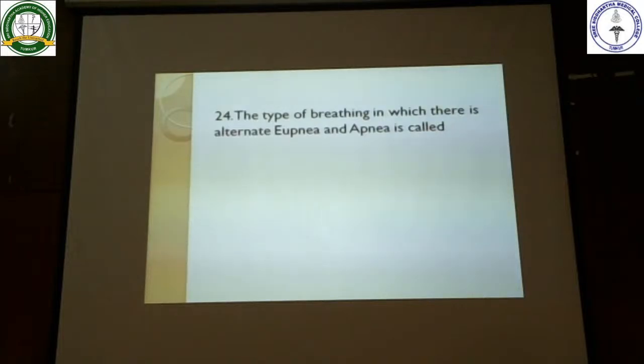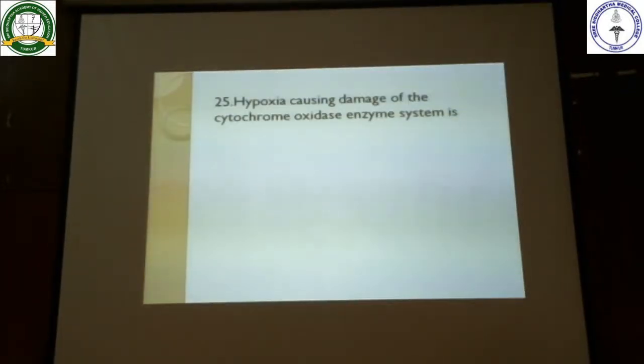The next question: the type of breathing in which there is alternate eupnea and apnea is called normal breathing, Biot's breathing, or Kussmaul's breathing. You can expect it in meningitis, increased intracranial pressure, morphine poisoning and so on.